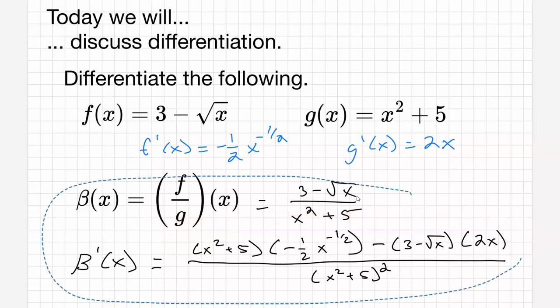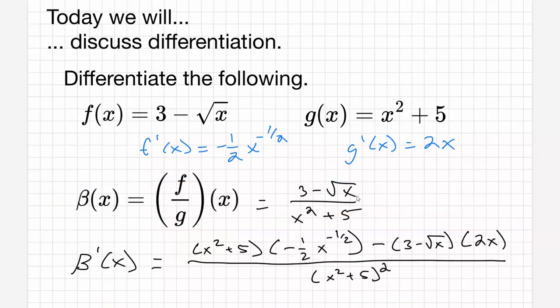Well, the final answer is we want to simplify. The denominator, yeah, keep it like that. That's correct. If you multiply it out, it's not wrong. That's just extra work you didn't have to do.